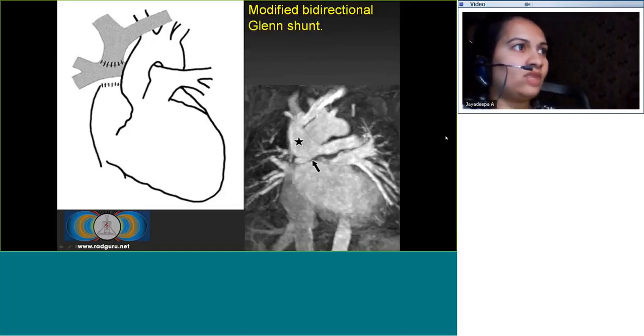This is done in anticipation of a Fontan circulation later, in which the systemic return enters the pulmonary arteries directly. So here is the modified bidirectional Glenn shunt, where the superior vena cava is cut off from the right atrium and is connected to the pulmonary artery instead. So this is basically a cavo arterial shunt.